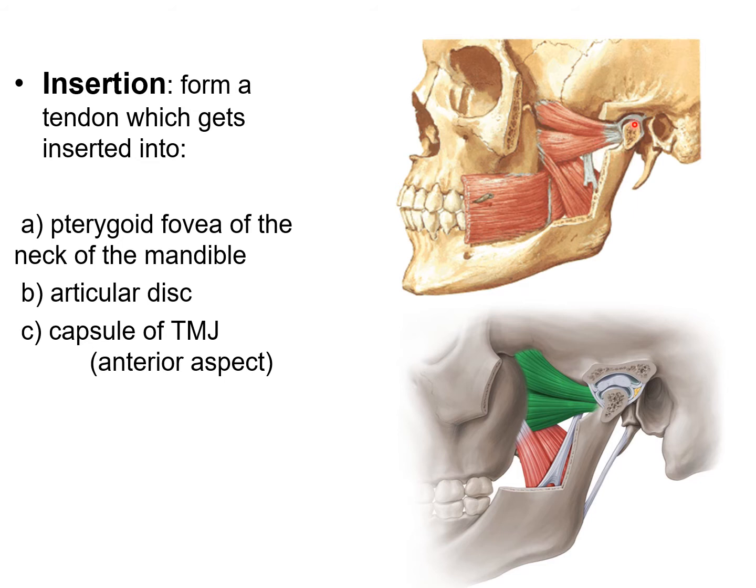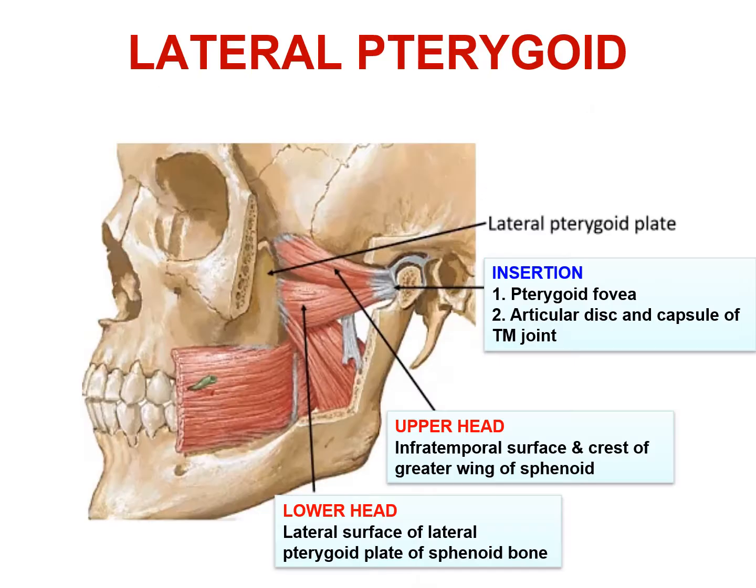tendon which is getting inserted into the pterygoid fovea of the neck of mandible, into the articular disc of the temporomandibular joint and the capsule of the temporomandibular joint, anterior aspect. So the two heads converge and they proceed to get inserted into the pterygoid fovea, the articular disc and the anterior aspect of the capsule of the temporomandibular joint.